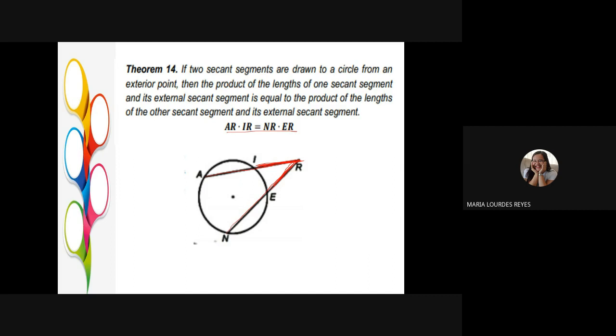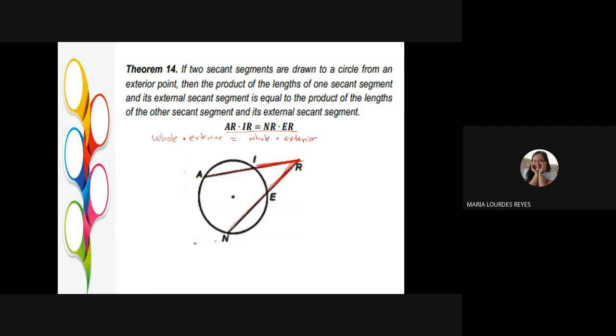So this is what I tell my students. Just remember this: if the intersection of the two secant segments is outside the circle, just do this. This would be whole times the exterior is equal to whole times the exterior. Okay? So it's entirely different from what we did with Theorem 13. So to understand Theorem 14 better, it's the whole, that's AR, times exterior, that's IR. Whole, that's NR, times exterior, that would be ER.